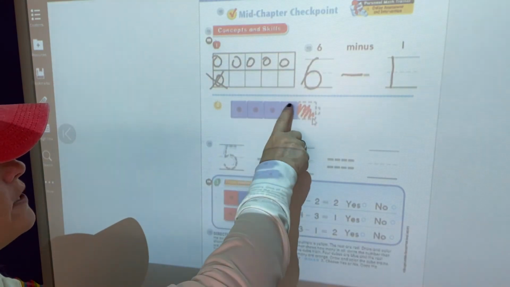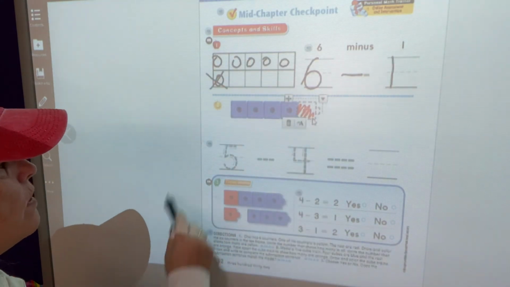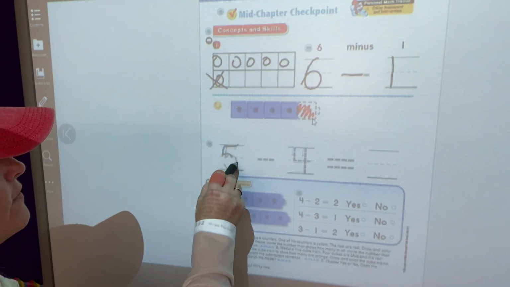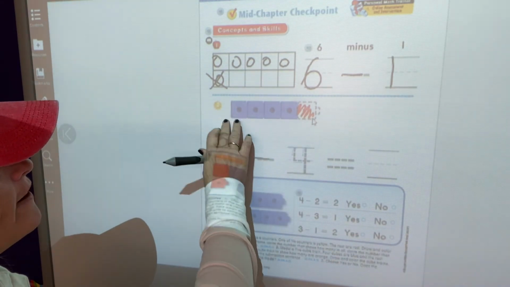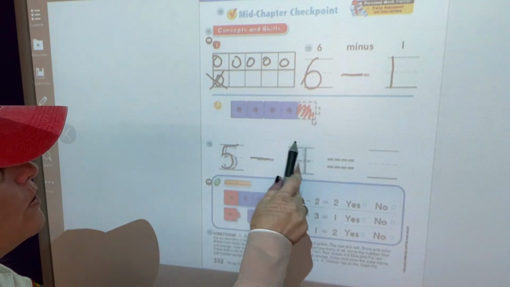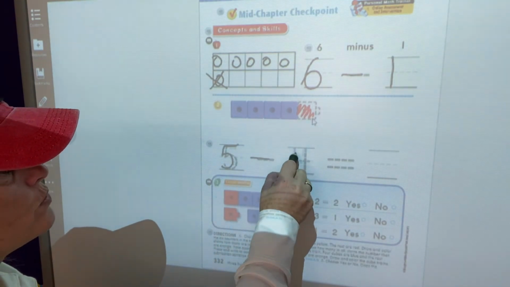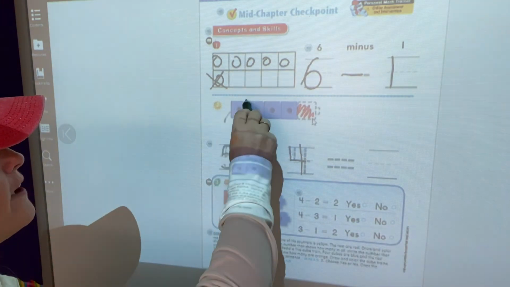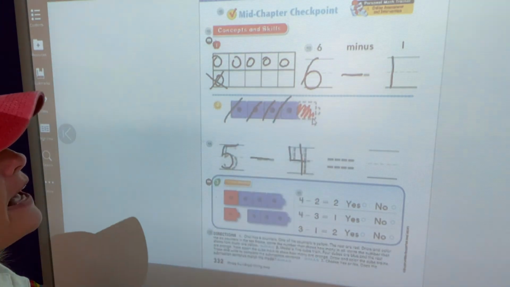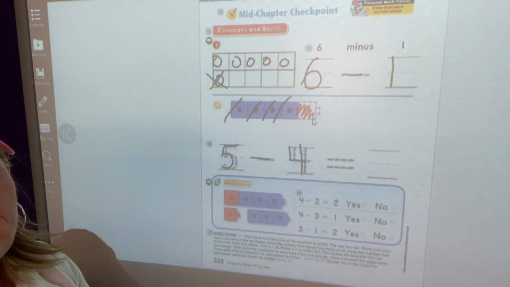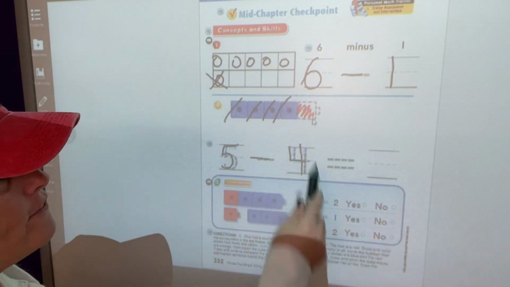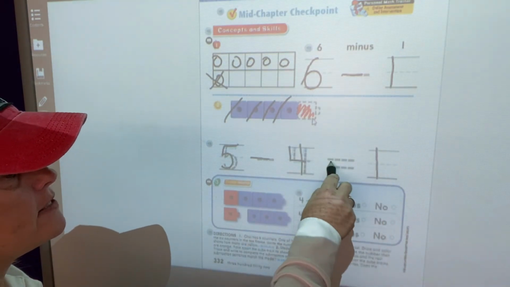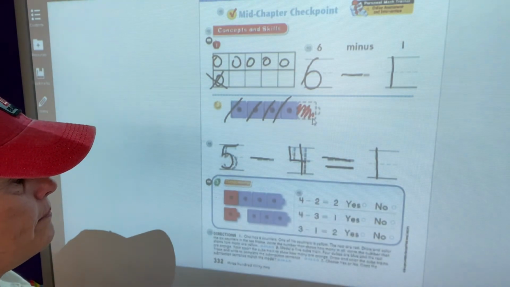1, 2, 3, 4, 5. So go ahead and trace your 5. And we're going to take away our first 4 blue cubes. 1, 2, 3, 4. So trace the 4. So if we start with 5 and we take away 4, how many are left? There's just 1 left, the 1 red, all by itself. Don't forget to trace your equal sign.